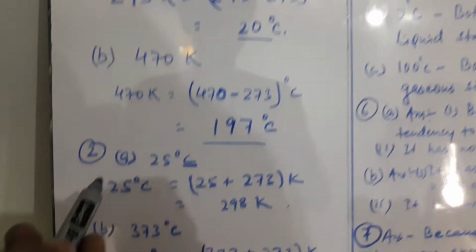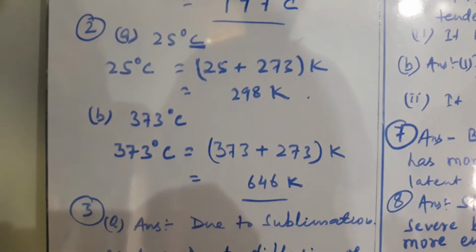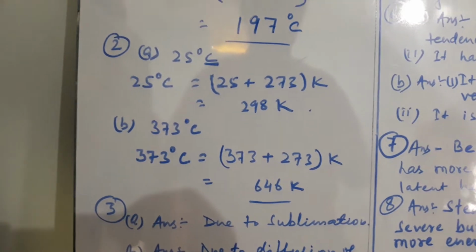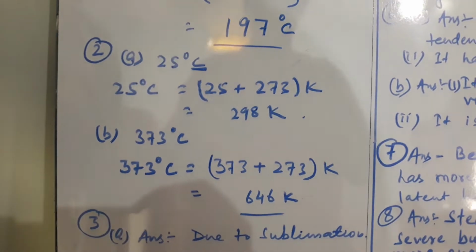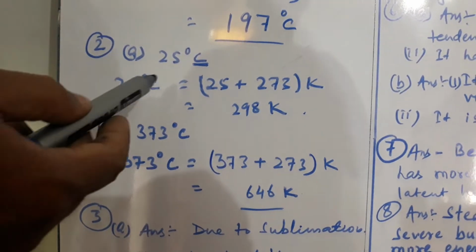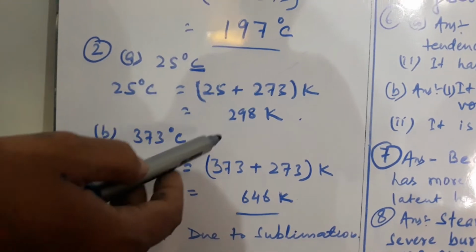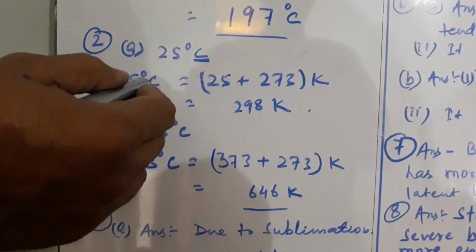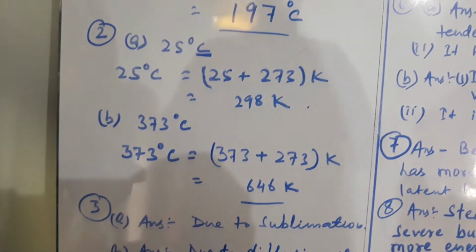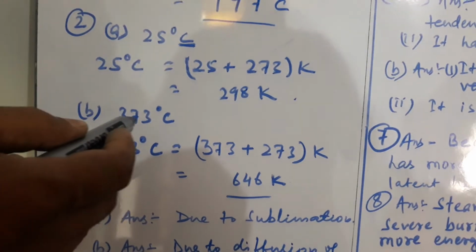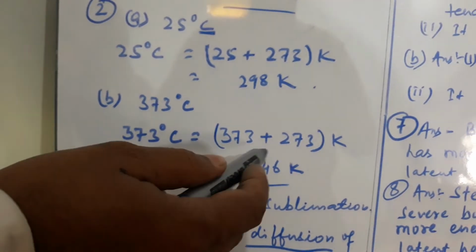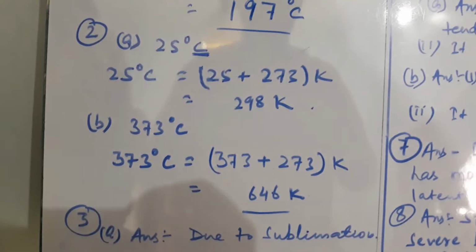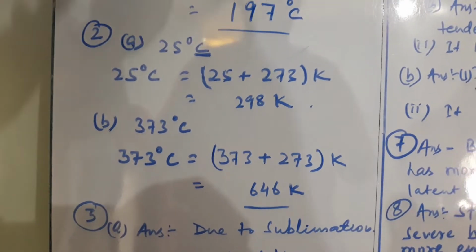The second one is to convert Celsius to Kelvin. To convert Celsius to Kelvin, we add 273 to the given quantity, that is, the temperature. See here, to 25 degrees centigrade we add 273 and we get the result 298 Kelvin. It means 25 degrees centigrade is equal to 298 Kelvin. Similarly, for 373 degrees centigrade, here also we will add 273 and we will get the result 646 Kelvin.